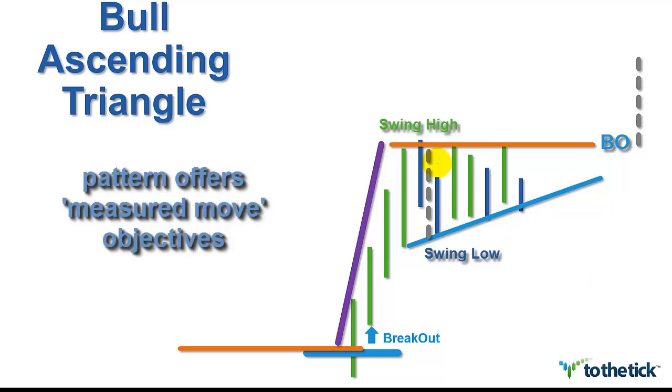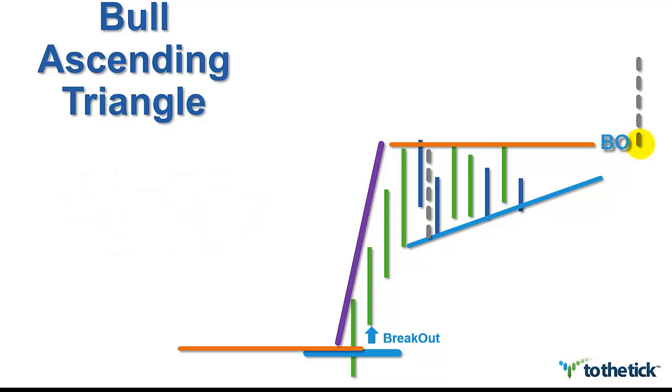So the triangle offers a swing top and a swing low. So we can take that as a measured move. You'll see it in this gray marker, the measured move, and we're going to add that to our new breakout line. Now that's fairly conservative, but it's one of the best targets and it has a really high success rate.